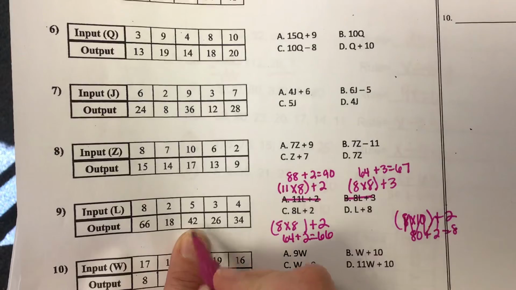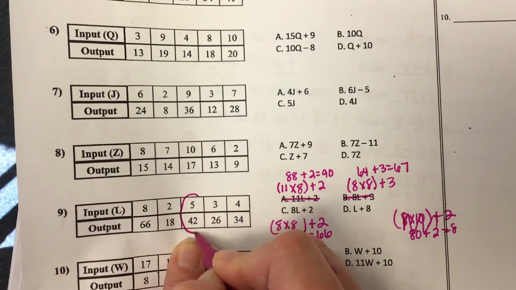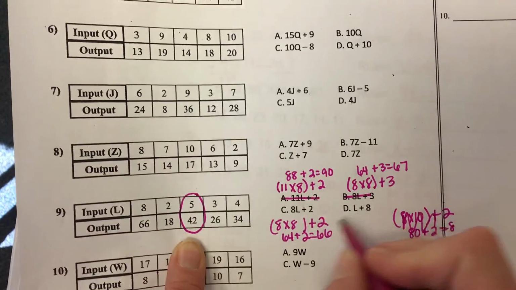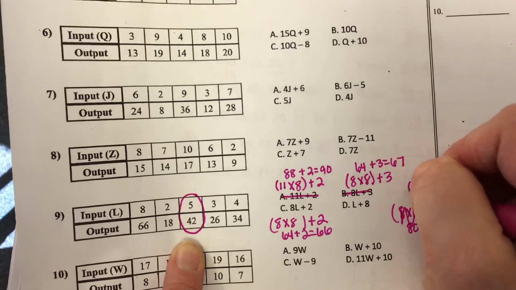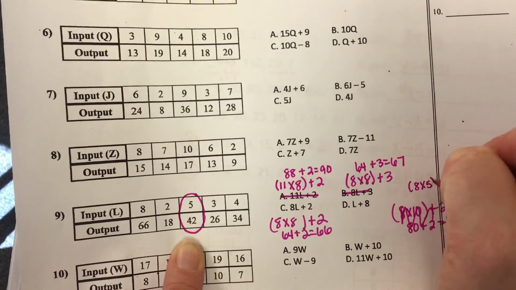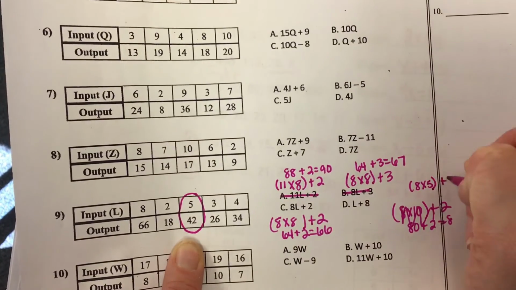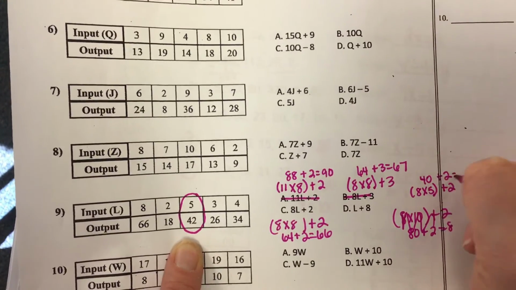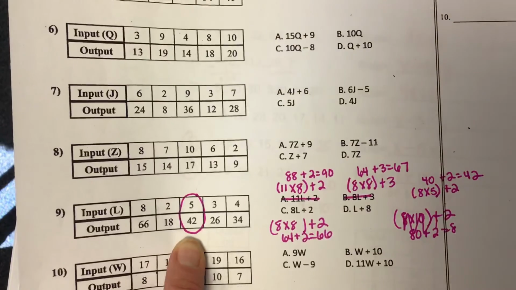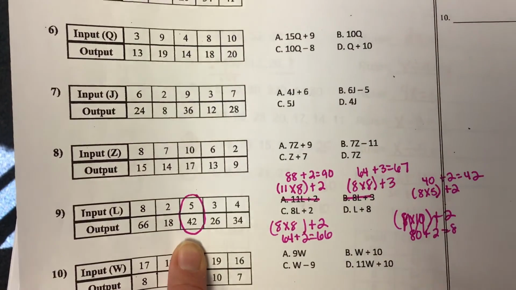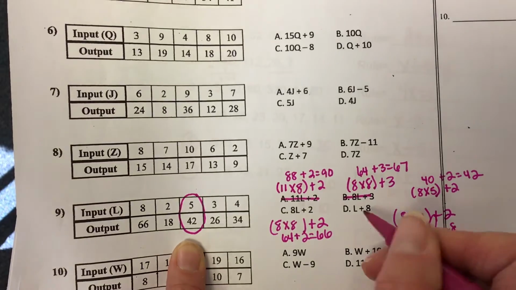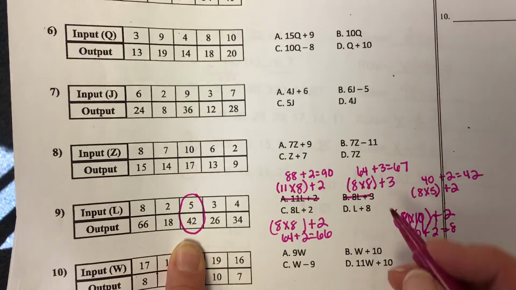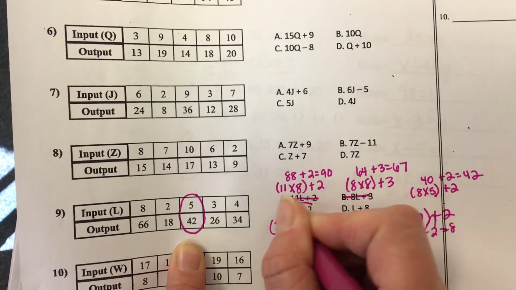How embarrassing. If the rule is C, let's double check it with 5. So it's 8 times 5 plus 2. 8 times 5 is 40, plus 2 is 42. Do we think that's the rule? Yes. Okay, so the answer is C.